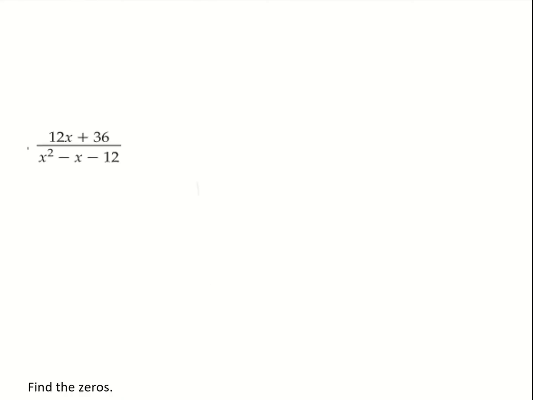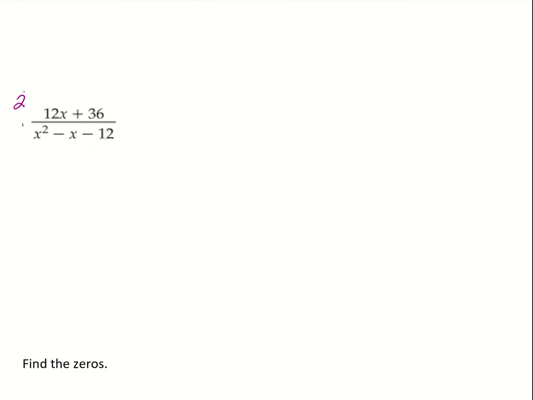Okay, with number 2, I'm going to go ahead and factor the numerator. I'm going to factor out 12 because 12 is the greatest common factor between 12x and 36. Boom. Does that make sense how we did that? Remember, when we factor it out, we divide each term by the greatest common factor, which is 12. So 12x divided by 12 is just x, and 36 divided by 12 is 3.